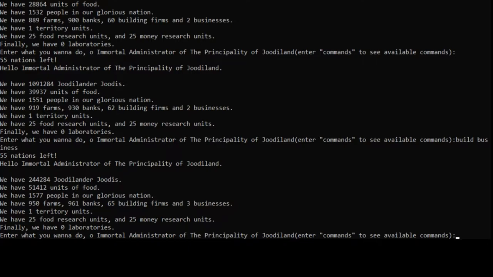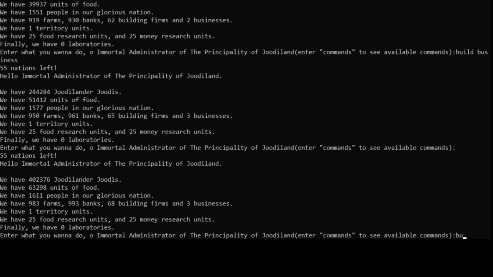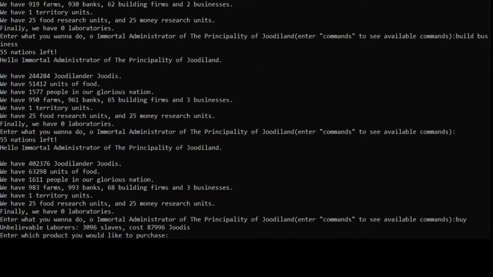So let's continue. And it would also be a good thing to see if the buy command works. Yes, it works. Basically, what happens is there is now a market system where you can sell lots of spare food or slaves, or in the future, a different thing, which I'll tell you about later. And other countries can buy it. There will also be sort of procedurally generated, uncontrolled items like these unbelievable laborers. They don't belong to any country. They're just on the market, you know?